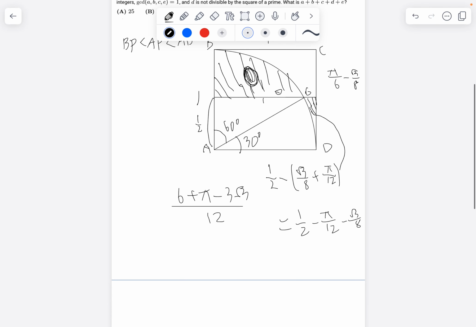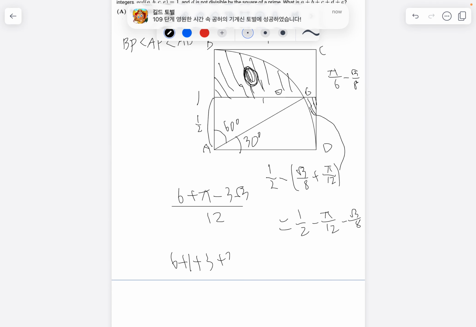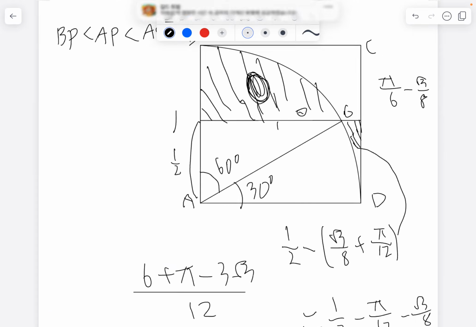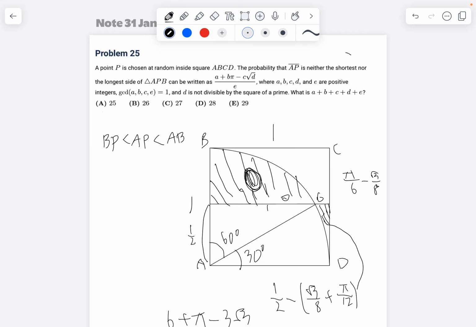If we add all the values, it will be 6 plus 1 plus 3 plus 3 plus 12, which equals 25. Therefore, the value of A plus B plus C plus D plus E is 25.